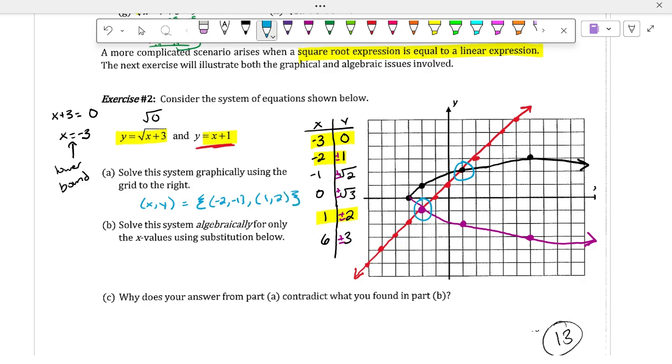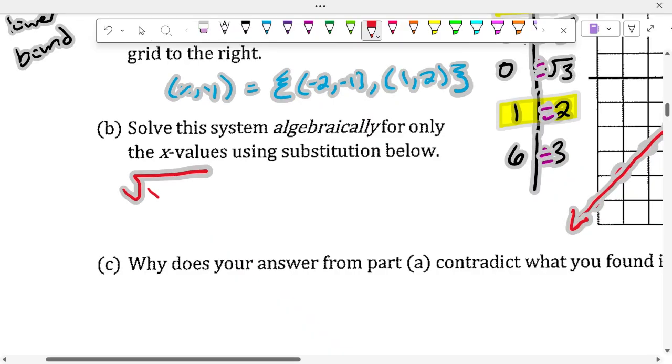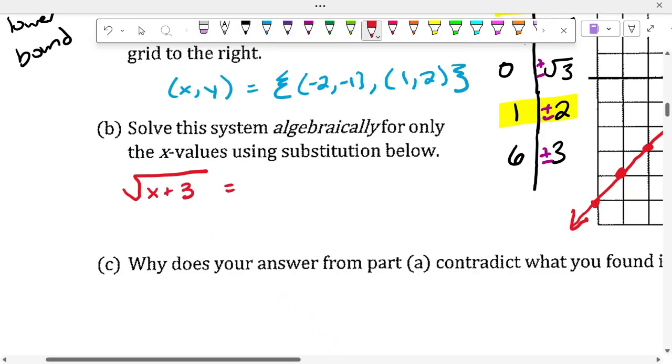Now, that was if we solved it graphically. But let's solve it algebraically. All right, so we're going to solve it by substitution, which is just a fancy way of saying since they both are equal to y, we're just going to set them equal to each other. So if I have the square root of x plus 3, I'm going to set it equal to x plus 1.